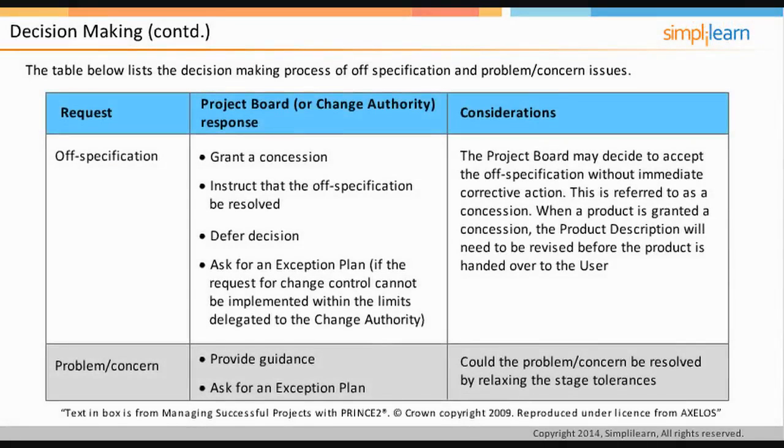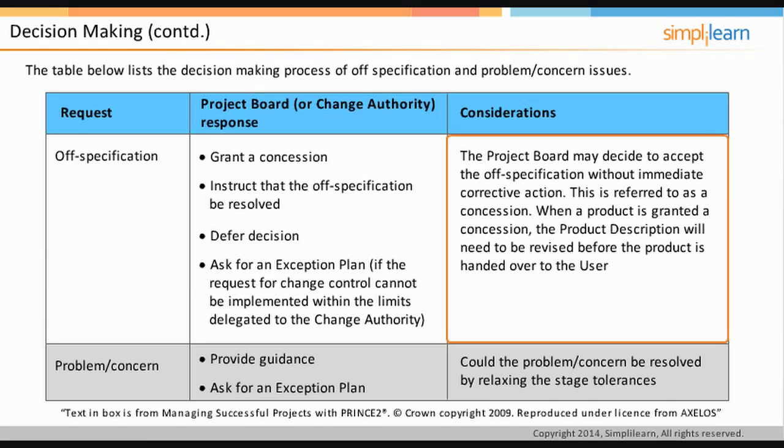As seen in the table on the slide, for the second type of issue, that is, off specification, the project board may grant a concession, instruct that the off specification be resolved, defer the decision, or may ask for an exception plan. The exception plan is in case the request for change control cannot be implemented within the limits delegated to the change authority. The project board may decide to accept the off specification without immediate corrective action. This is referred to as a concession.